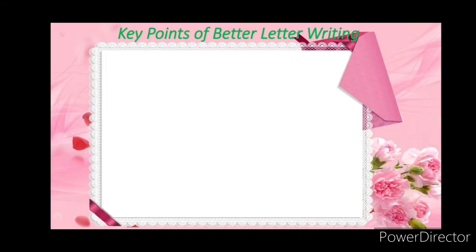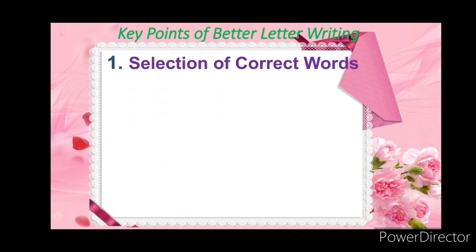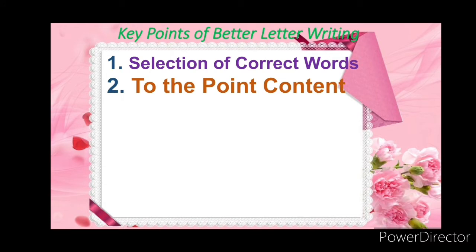Here are some of the key points of writing a letter in a better way. The very first one is selection of correct words. Put the right word and right expression with precision. Second, to the point content. Before writing a letter, one should be sure of what one wants to convey. All the facts and information should be arranged logically and methodically.